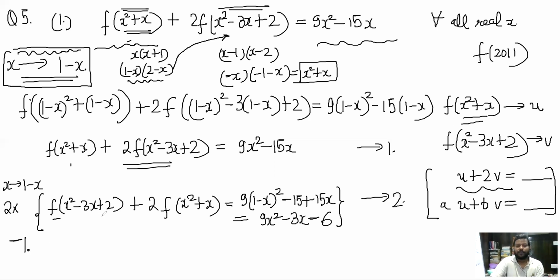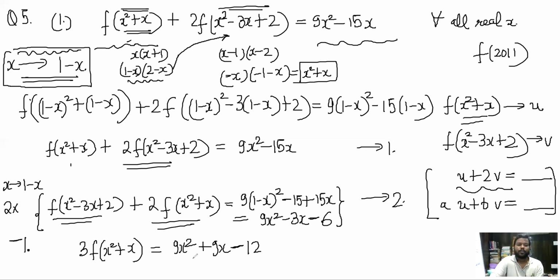So this will become 2 times this, which will cancel this, and this will become 4 times this, which will subtract 1 time, so it will become 3 times f of x squared plus x here on the LHS, and here it will be 2 times. So 18x square minus 9x square is 9x square 2 times. So minus 6x, so plus 9x minus 12 minus 12, right? So cancel the 3, you get f of x square plus x is equal to 3x square plus 3x. So 3 times x square plus x minus 4.